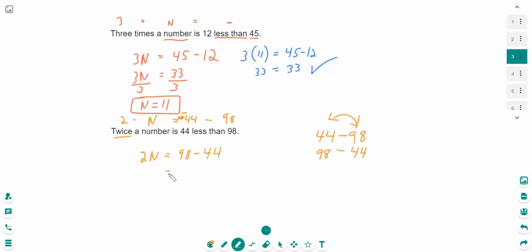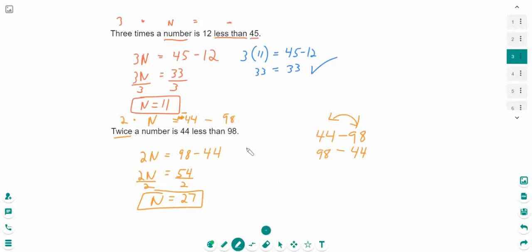right? And here we can do a little simplifying here. 98 minus 44 would be 54. And then we have a 2n, and we can divide both sides by 2. So n is going to equal what? 27? And then we'll just double check that, make sure that that is correct.